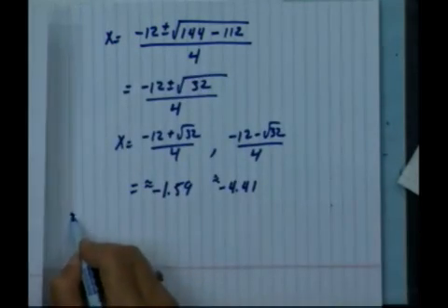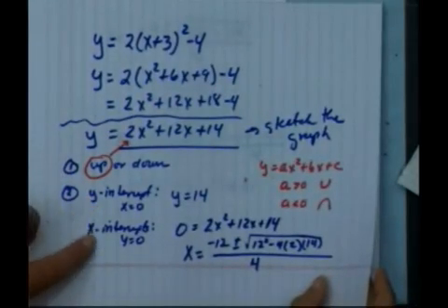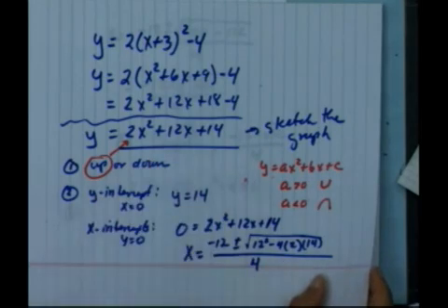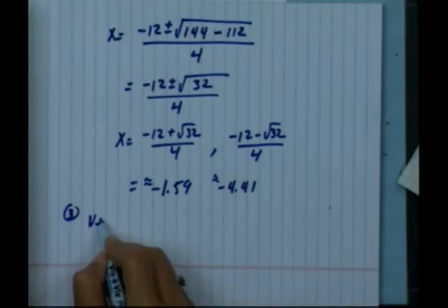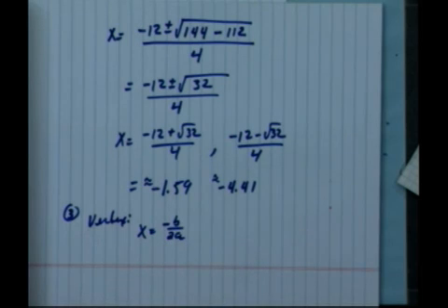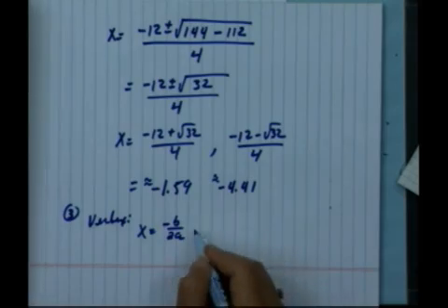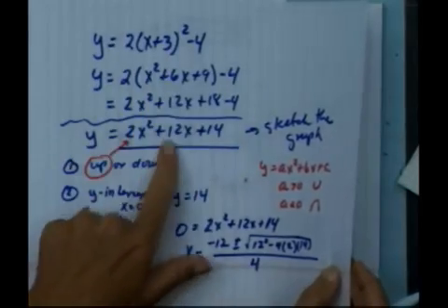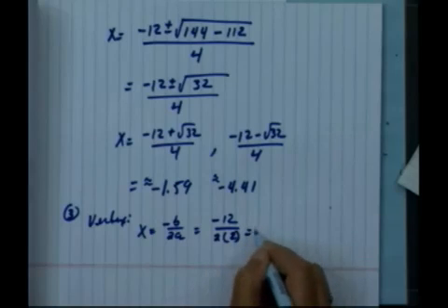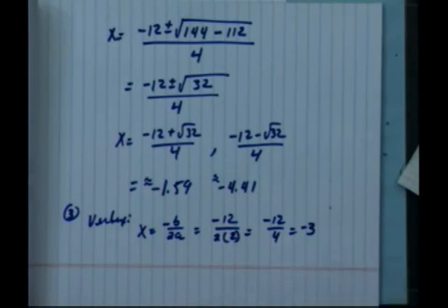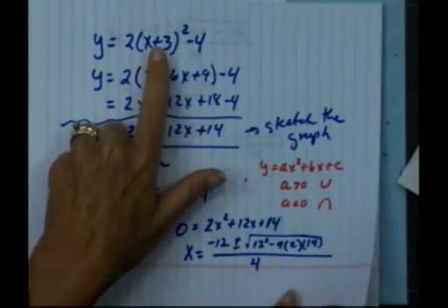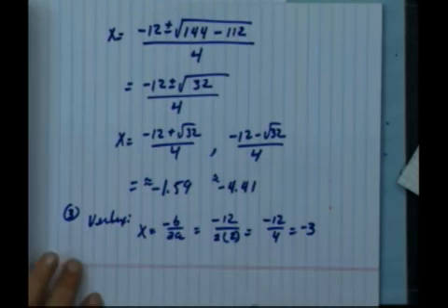Now let's go to number 3. Okay, so 1 was up or down, 2 is the x and y intercepts. Again, if you got a negative underneath the radical, you would know it's not going to touch the x-axis because that's the real numbers. All right, and then the third thing, let's do the vertex. You want to memorize that x is negative b over 2a is your formula. B is 12, so that's negative 12 over 2 times a, and a is 2. So negative 12 over 4 is negative 3. And by the way, we already knew that when we did our transformations, that the x-coordinate of the vertex was negative 3.